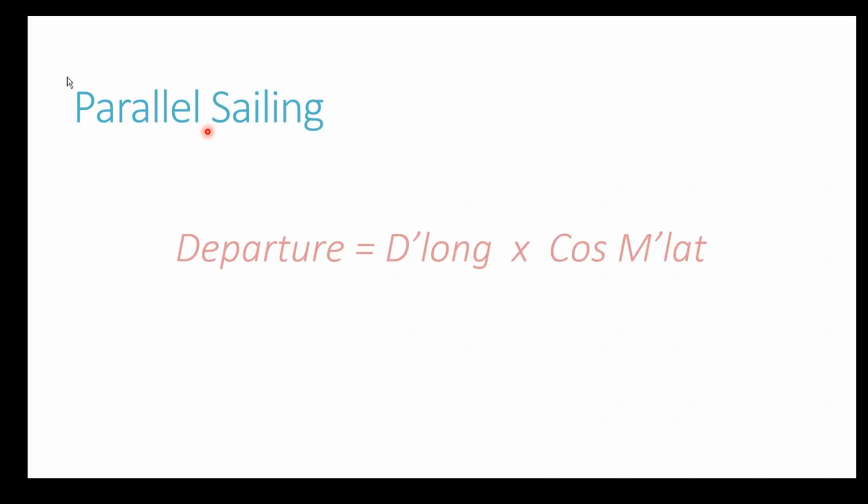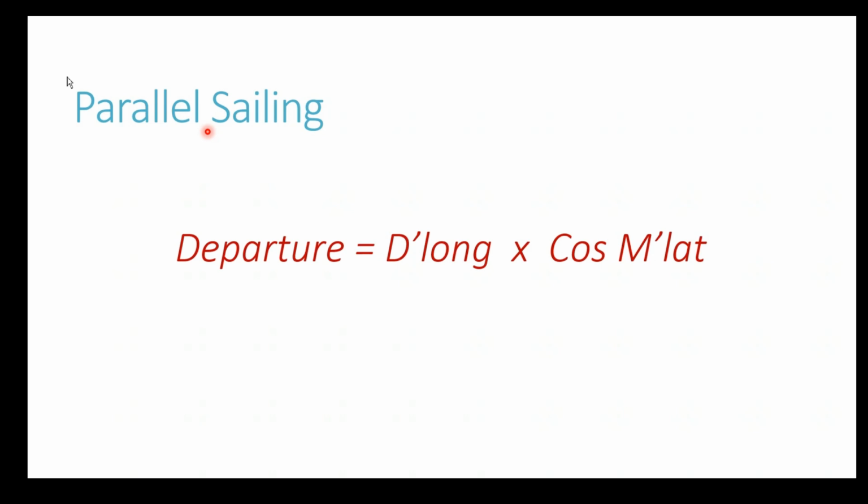Now in parallel sailing, the course of the ship need not be calculated. Depending upon in which direction the ship is proceeding, the course will either be 090 if you are moving easterly, or the course will be 270 if you are moving westerly. So the course is very well known as you find the direction towards which you are proceeding. And for calculating the distance, we use the parallel sailing formula.